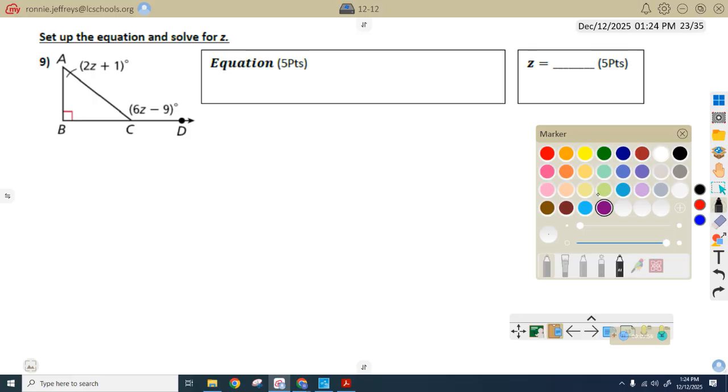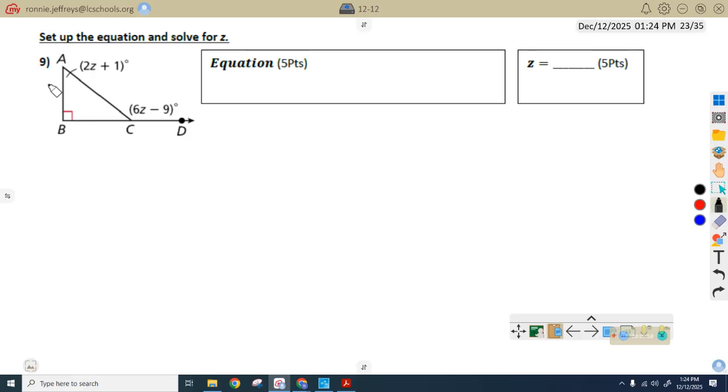All right. Number 9. This angle here is equal to this angle here plus this angle here.